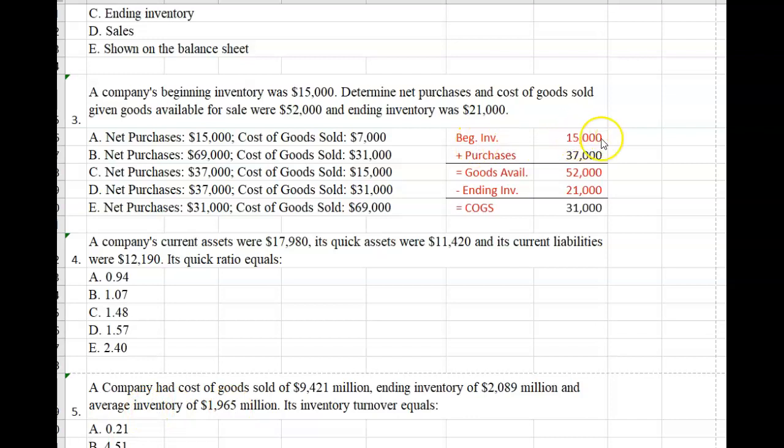Beginning inventory of 15,000 plus 37,000 of purchases will equal goods available of 52,000. 52,000 minus 21,000 of ending inventory does equal cost of goods sold of 31,000. So our answer is purchases of 37,000 and cost of goods sold of 31,000.